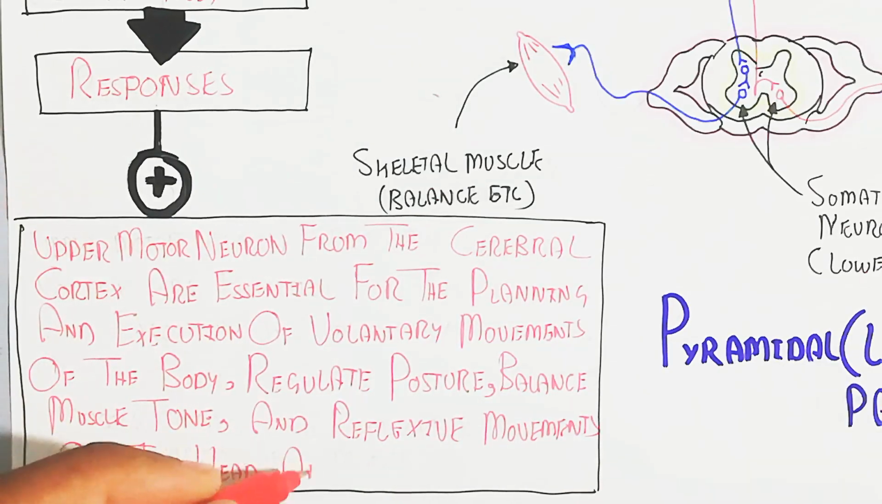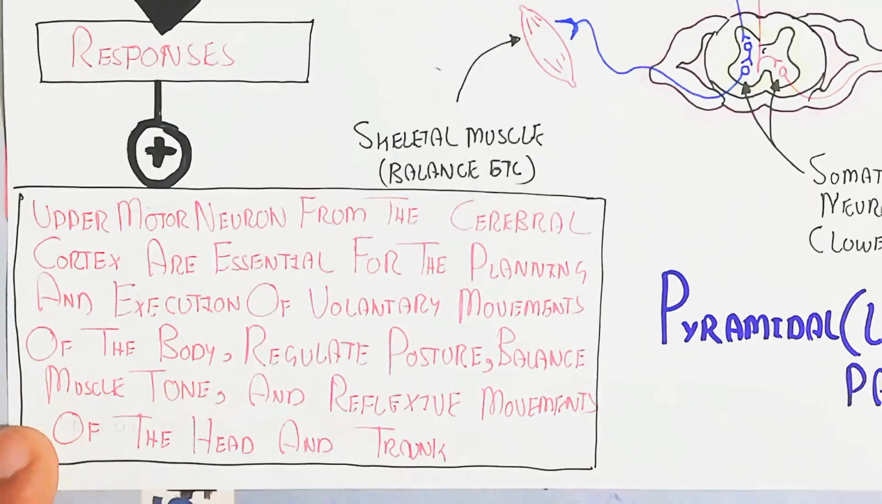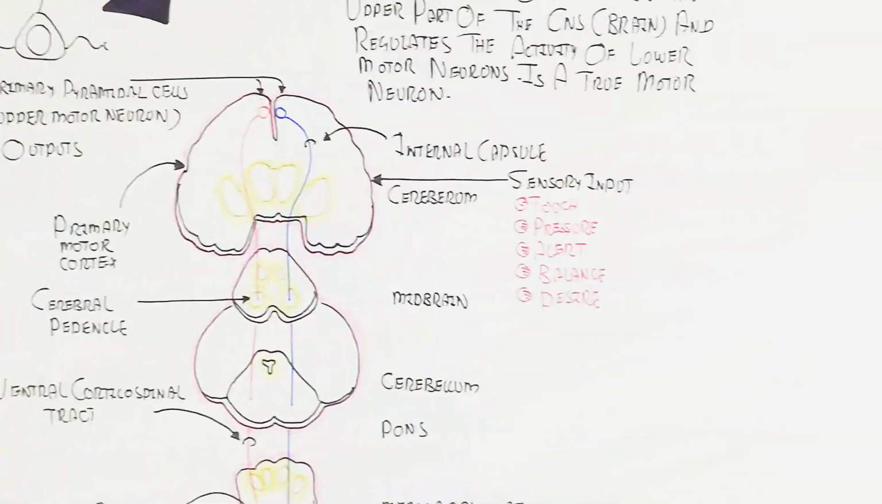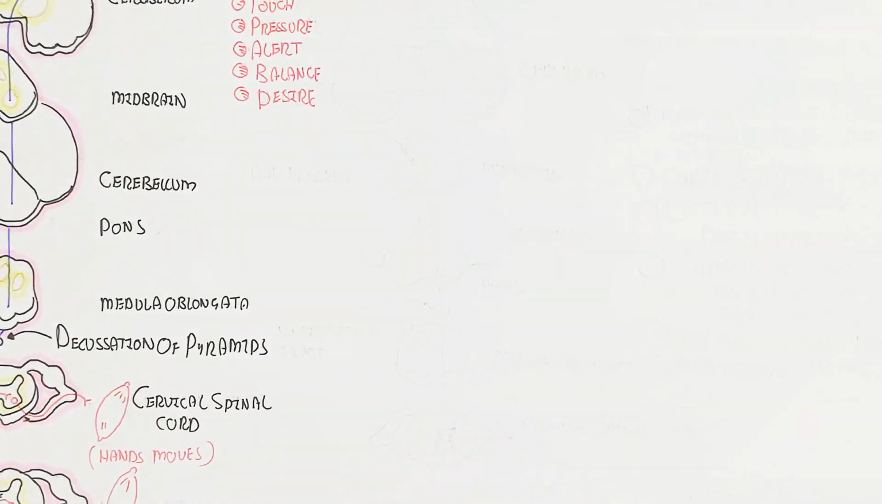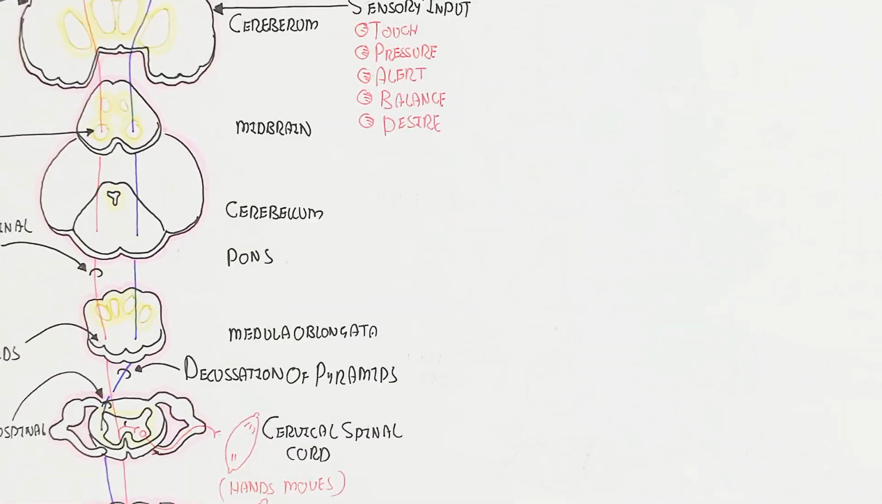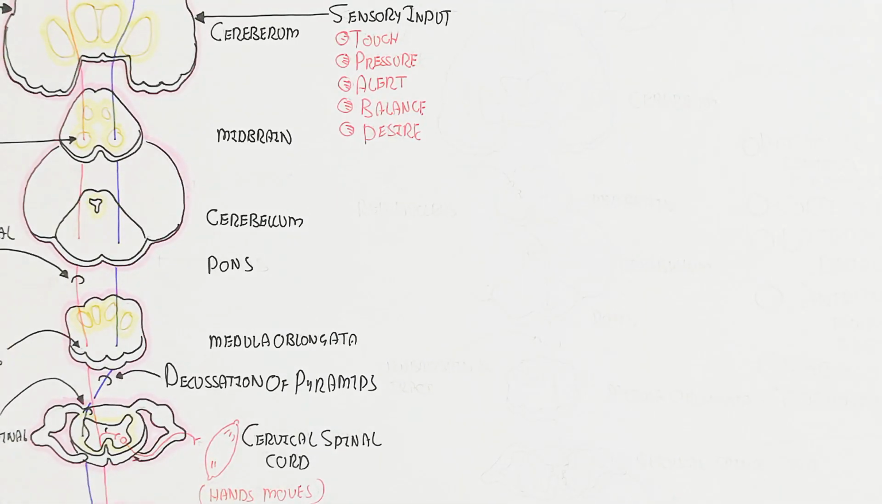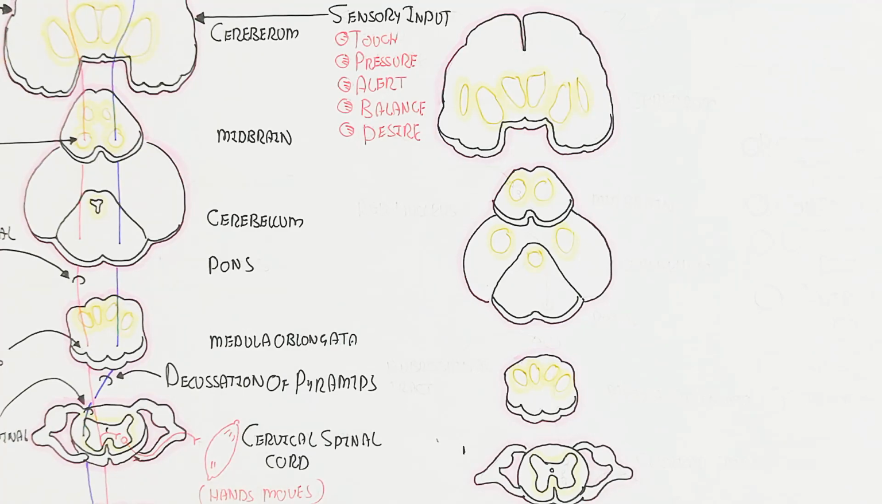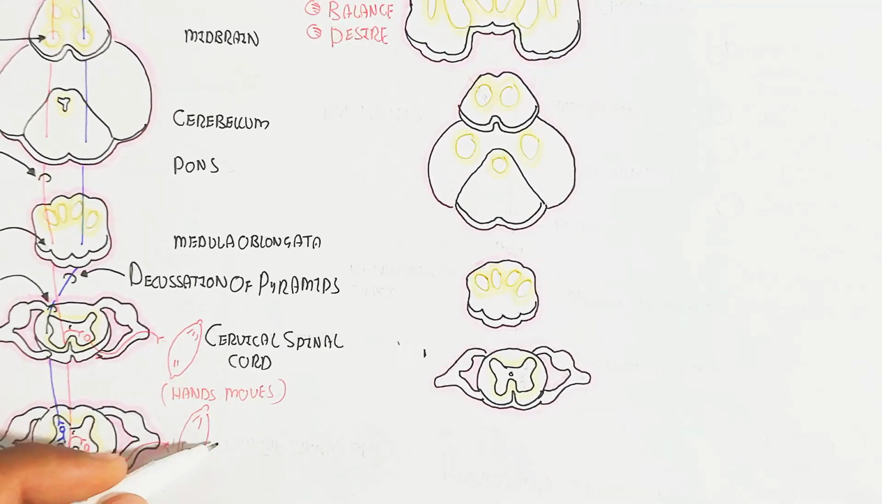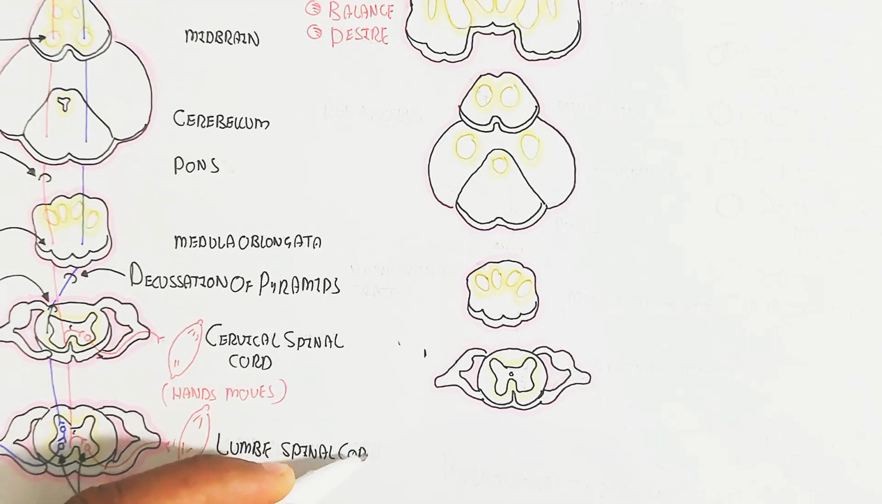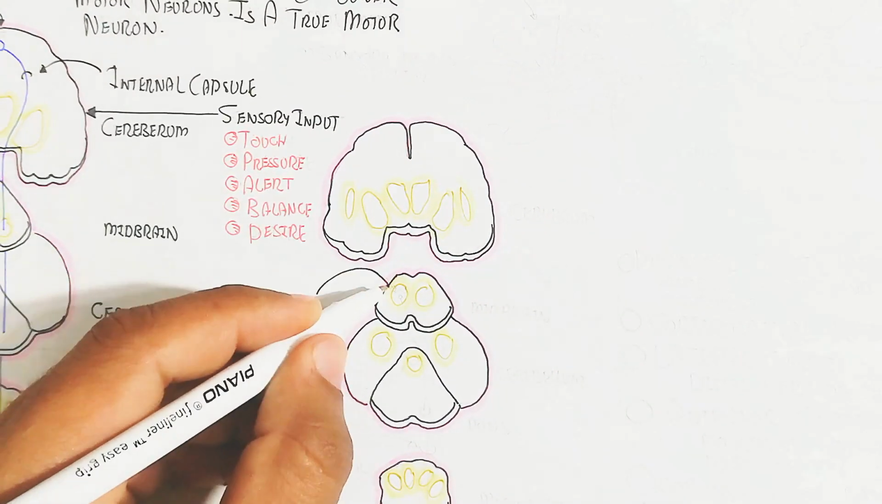for the normal function and normal posture of the body is due to the upper and lower motor neuron reflexes. Multiple reflexes occur at the same time, continuously, to balance the body. Let's understand the upper and lower motor neuron reflexes, starting with the rubrospinal tract.